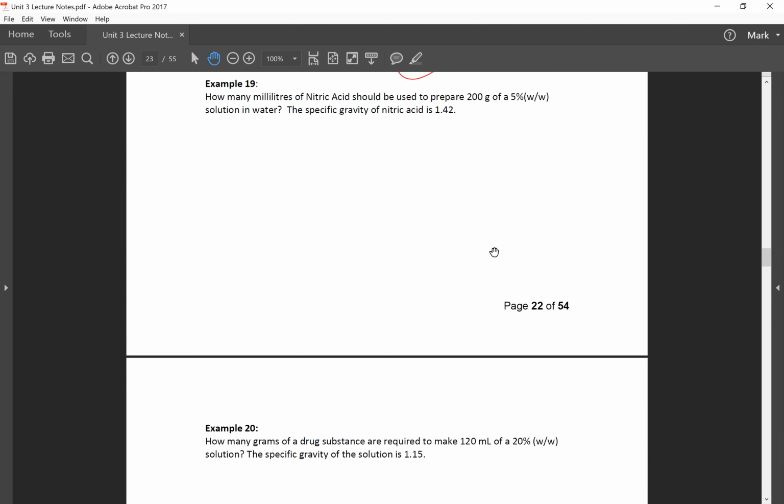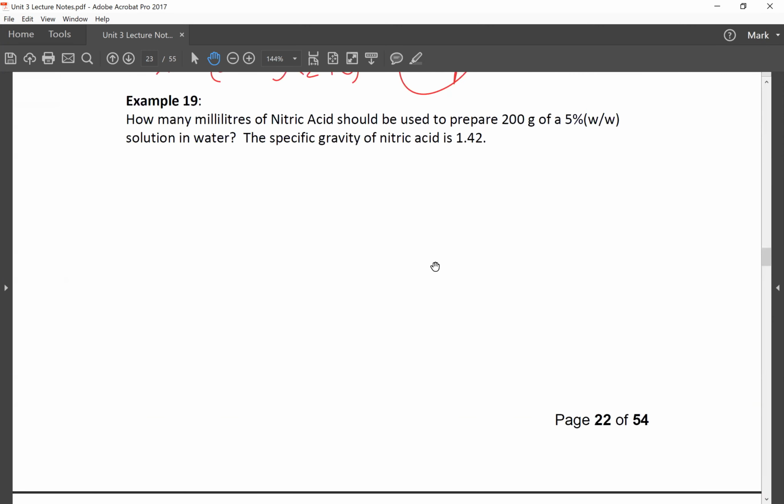Okay, how many milliliters? Let me zoom in here. I'm an old man. I can't see that well. How many milliliters of nitric acid should be used to prepare 200 grams of a 5% solution in water? The specific gravity of nitric acid is 1.42. Okay, so a little bit of work to be done here.